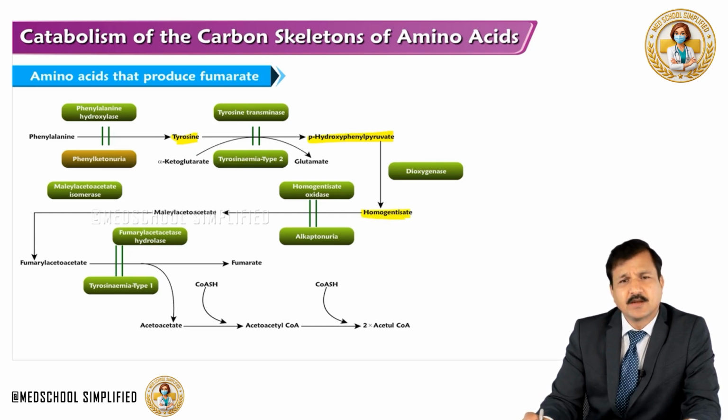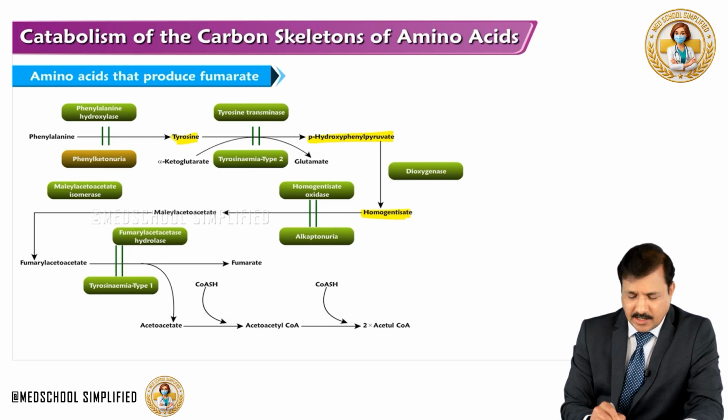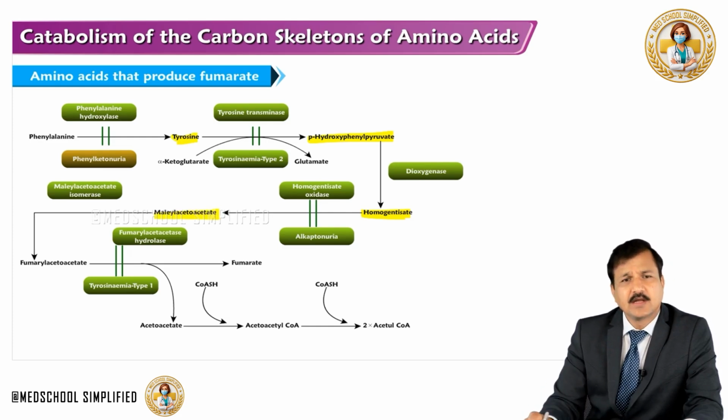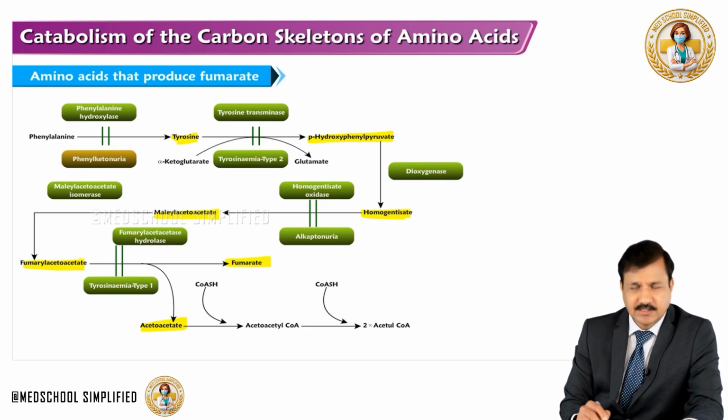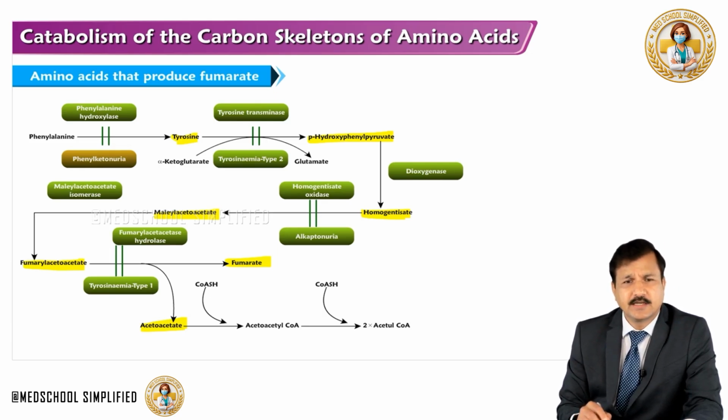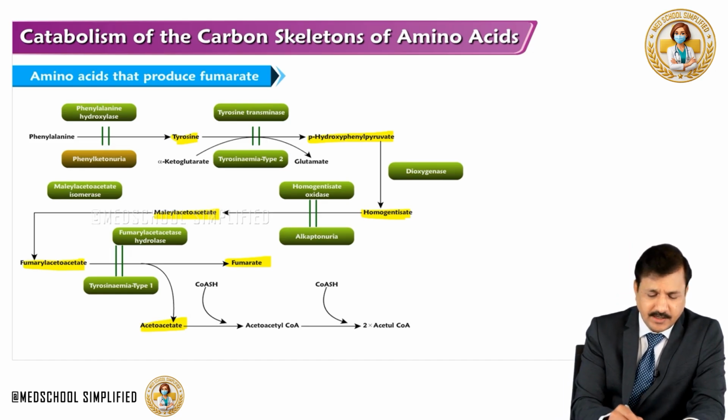homogentisate by p-hydroxyphenylpyruvate dioxygenase enzyme. Homogentisate is converted into maleylacetoacetate, and maleylacetoacetate is converted into fumarylacetoacetate, and fumarylacetoacetate is converted to fumarate and acetoacetate. Acetoacetate is a ketone body, fumarate is glucogenic. That's where fumarate comes in here.